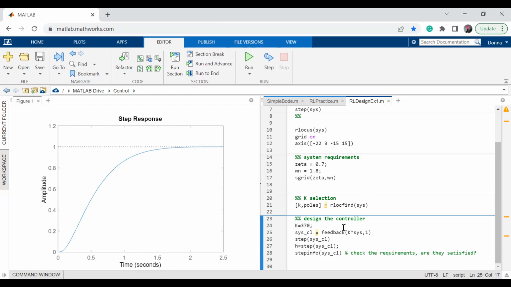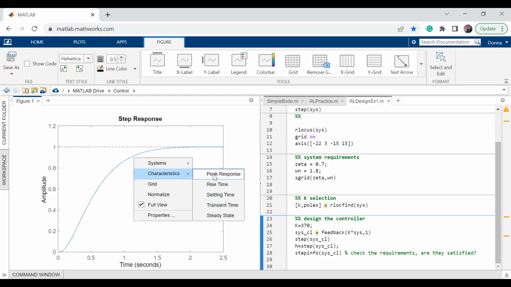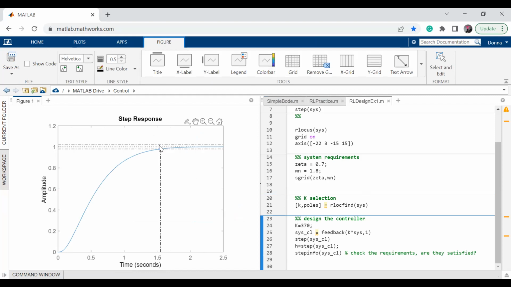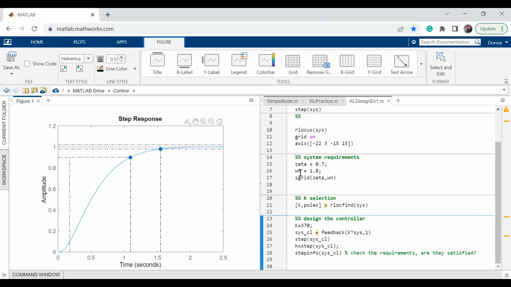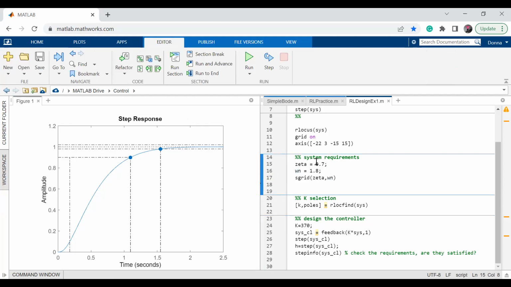All right. So how do I see my system response? I go here, characteristic, let's say settling time, and whatever else I want to know. You have to go back to your system characteristic, which omega n and zeta came from, and see if they are met. So this is the pole placement method to design a controller. We're gonna end after this. So what does pole placement mean?